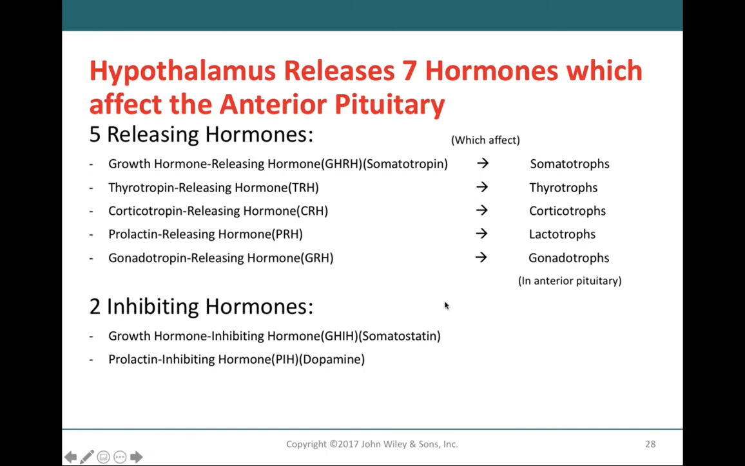Now we do have two inhibiting hormones, growth hormone inhibiting hormone and prolactin inhibiting hormone. As it sounds, growth hormone inhibiting hormone is going to go and inhibit the somatotrophs from releasing growth hormone. This also has the name somatostatin. And we'll see prolactin inhibiting hormone, which is also known as dopamine. We might be familiar with this chemical. Prolactin inhibiting hormone is going to affect the lactotrophs to prevent further release of prolactin.